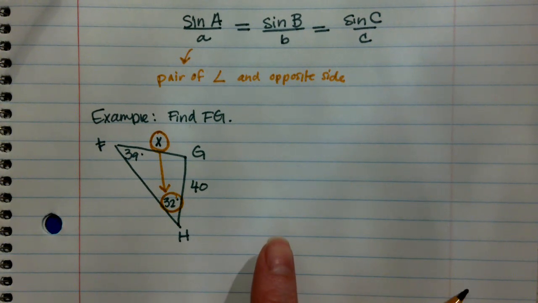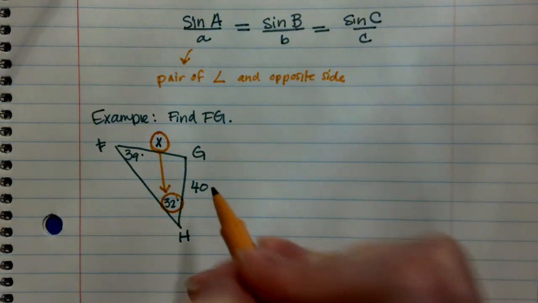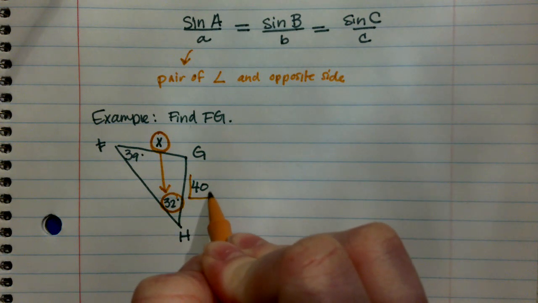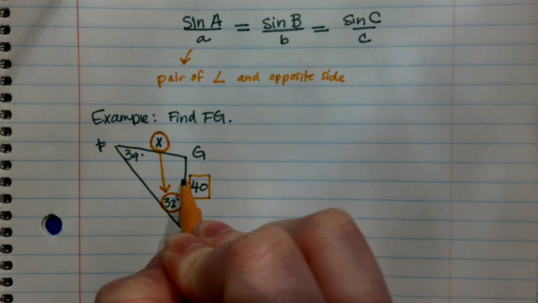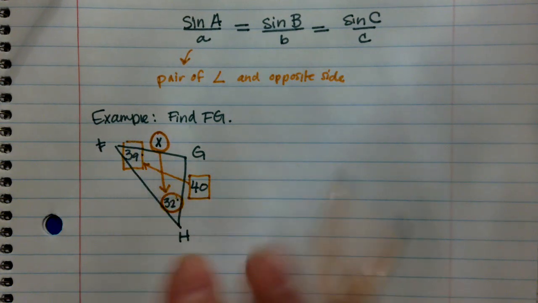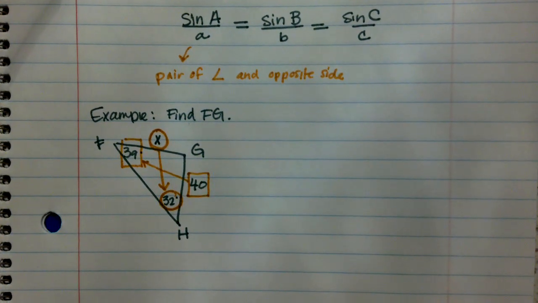And then you need another pair. In this situation, they only give us one other pair. So I'm going to differentiate this one a little bit by putting a square around it instead of a circle. And again, this is my square. So I have a pair of squares and a pair of circles.